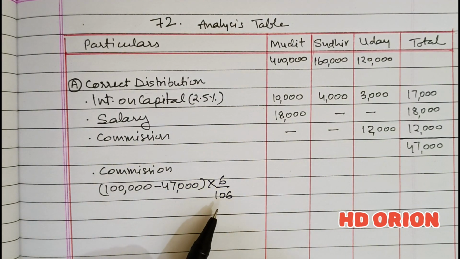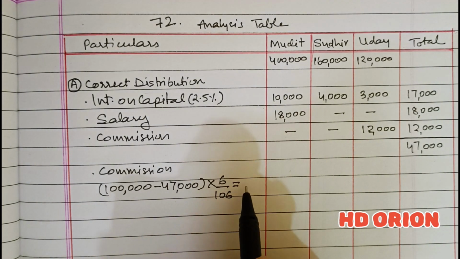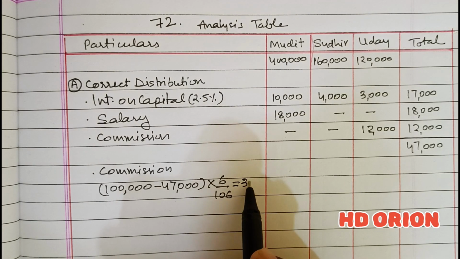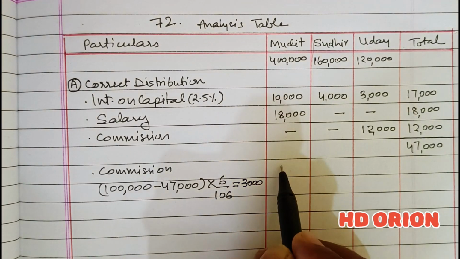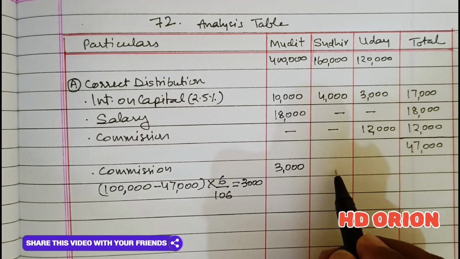Why are we dividing it by 106? Because the question reads after charging such commission. So whenever such a phrase is used, after charging such commission, we have to multiply by percentage divided by 100 plus percentage. Fine. When you calculate this, you will get a commission of rupees 3,000. So this commission is to be given to Mudit.